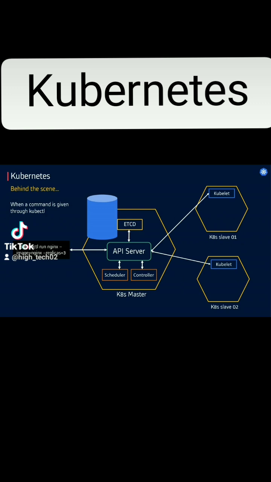Kubernetes ecosystem. The Kubernetes ecosystem includes a variety of tools and projects that enhance its functionality. Helm, package manager for Kubernetes applications. Prometheus, monitoring and alerting toolkit. Istio, service mesh for managing microservices. Operators, custom controllers to manage complex applications.